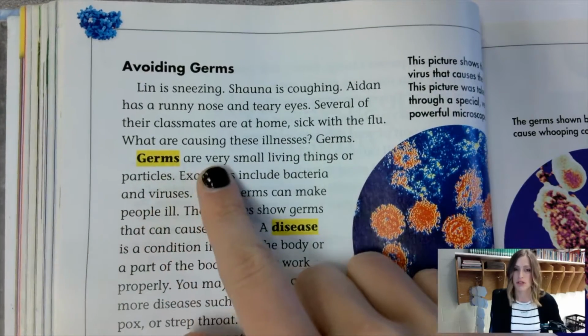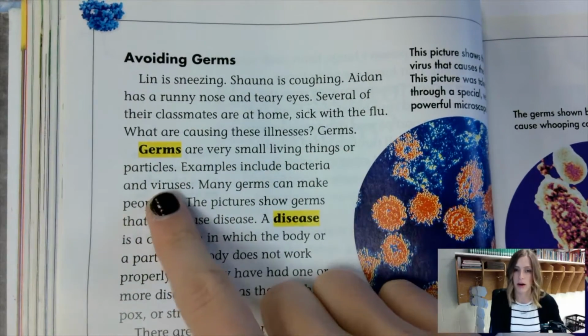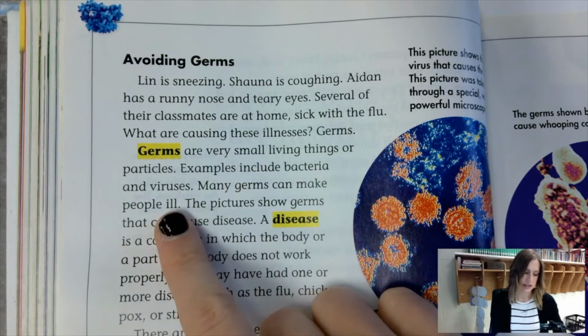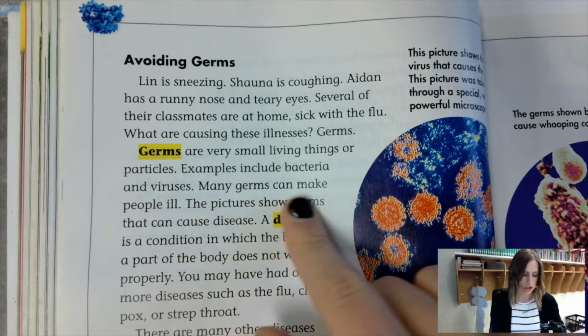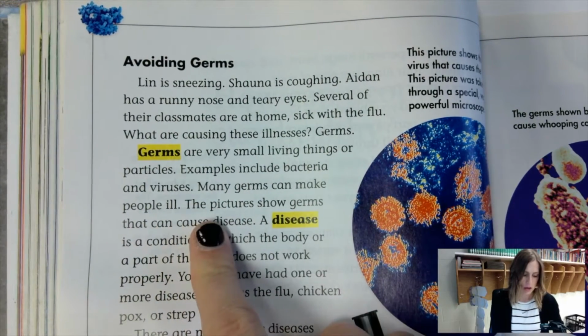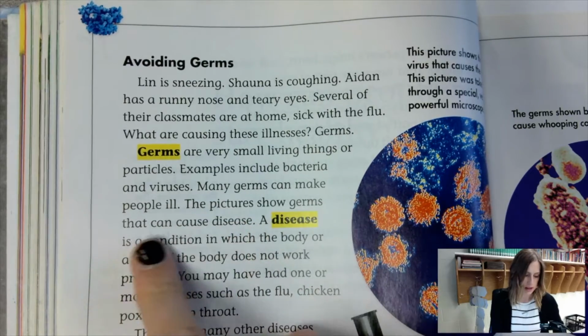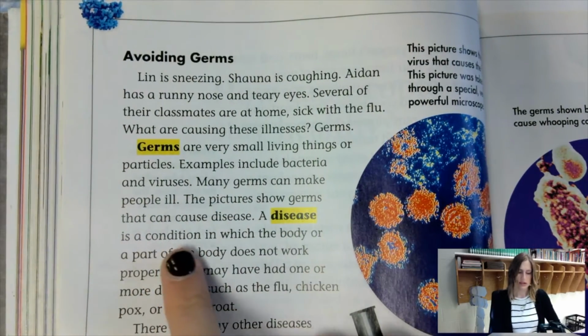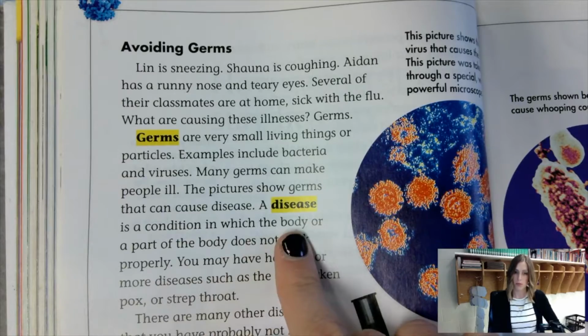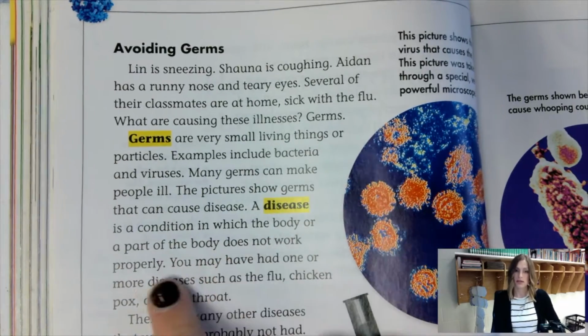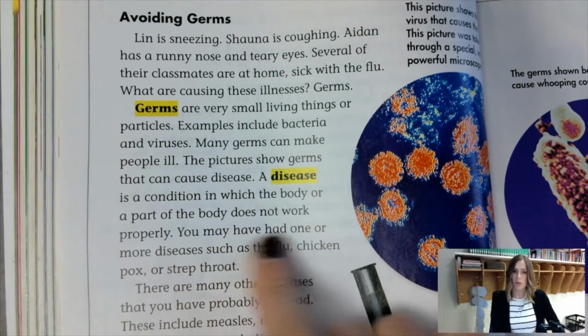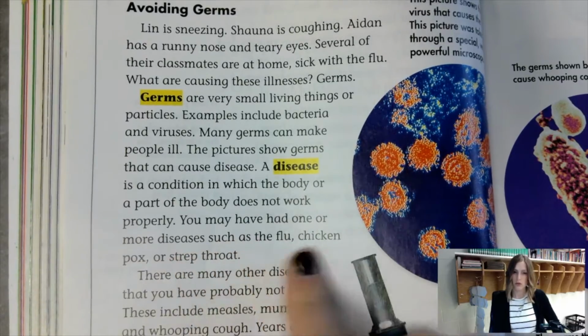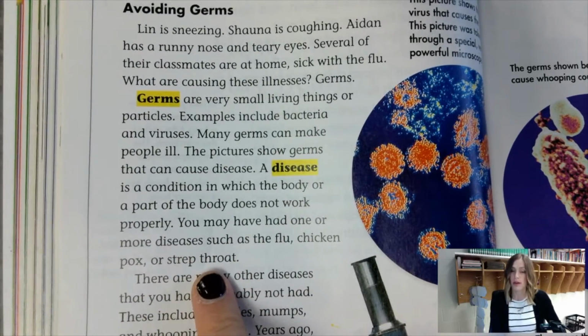Germs. Germs are very small living things or particles. Examples include bacteria and viruses. Many germs can make people ill. The pictures show germs that can cause disease. A disease is a condition in which the body or part of the body does not work properly. You may have had one or more diseases such as the flu, chickenpox, or strep throat.